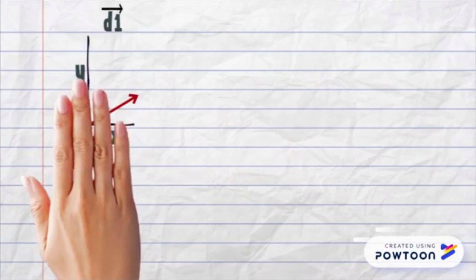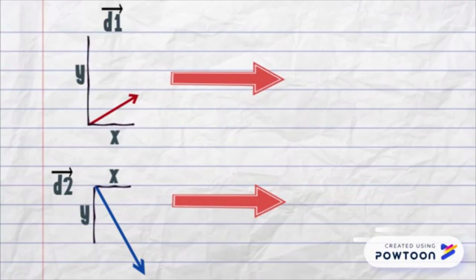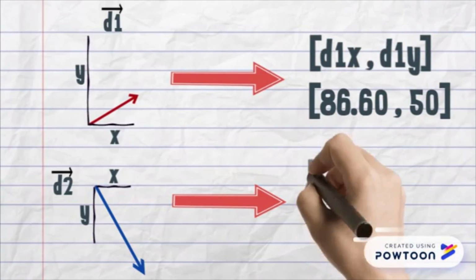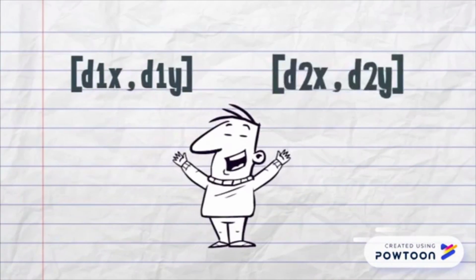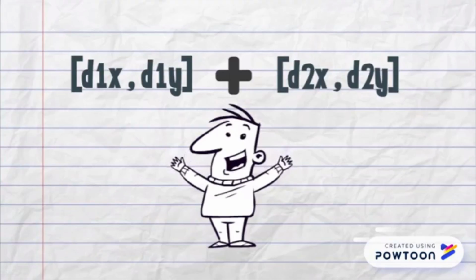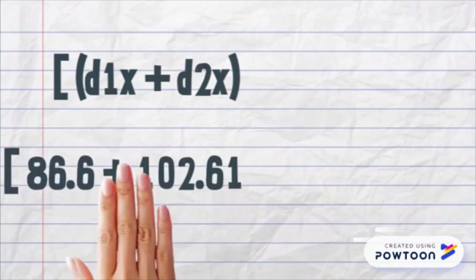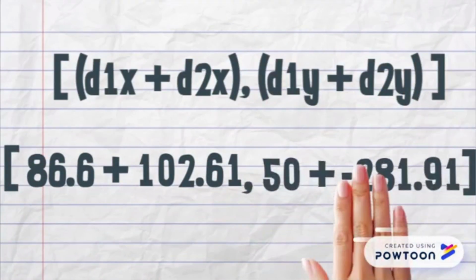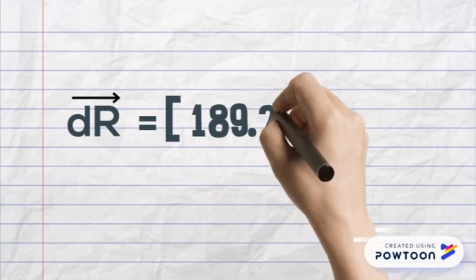After resolving, we can write vector d1 and vector d2 in the form of a Cartesian vector, which is a square bracket containing the x and y components. Now finally, we can add these 2 vectors up. The resultant displacement vector is equal to d1x plus d2x and then d1y plus d2y. This is the resultant displacement vector.